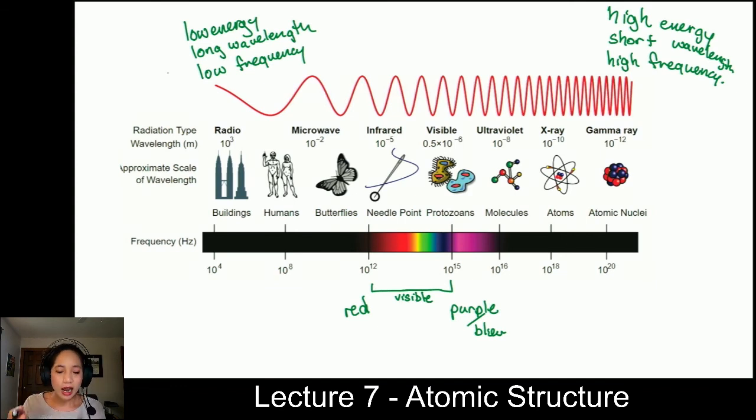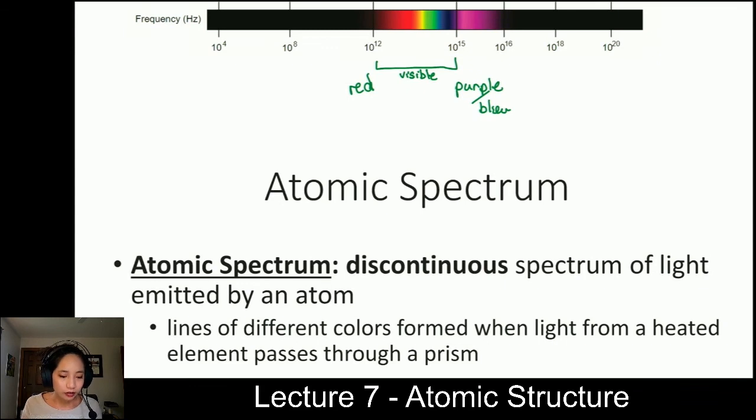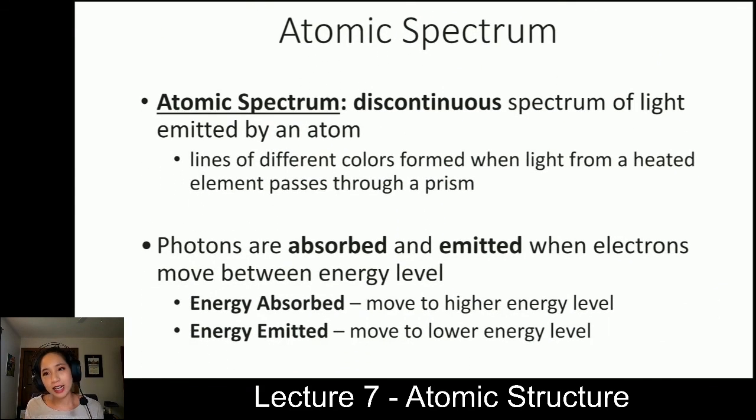Okay, so why is light related to atomic structure? You might have forgotten that we're learning about atomic structure. How does this have to do with atoms? Well, every atom has a unique atomic spectrum that comes from it. An atomic spectrum is a discontinuous spectrum of light that is emitted by an atom when it is excited. What I mean by excited is when we put energy into it, either in the form of an electrical current or light itself. We can excite an atom for it to emit its atomic spectrum.